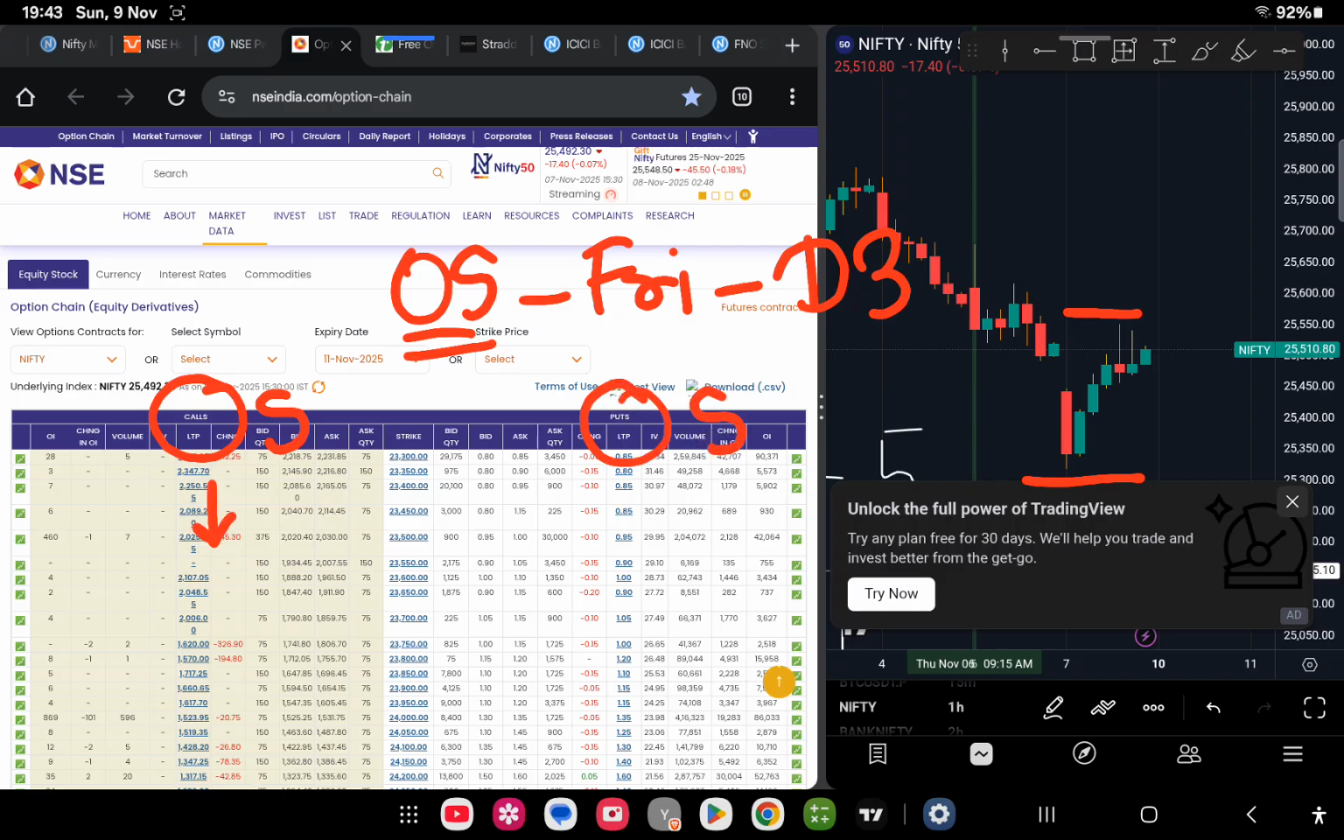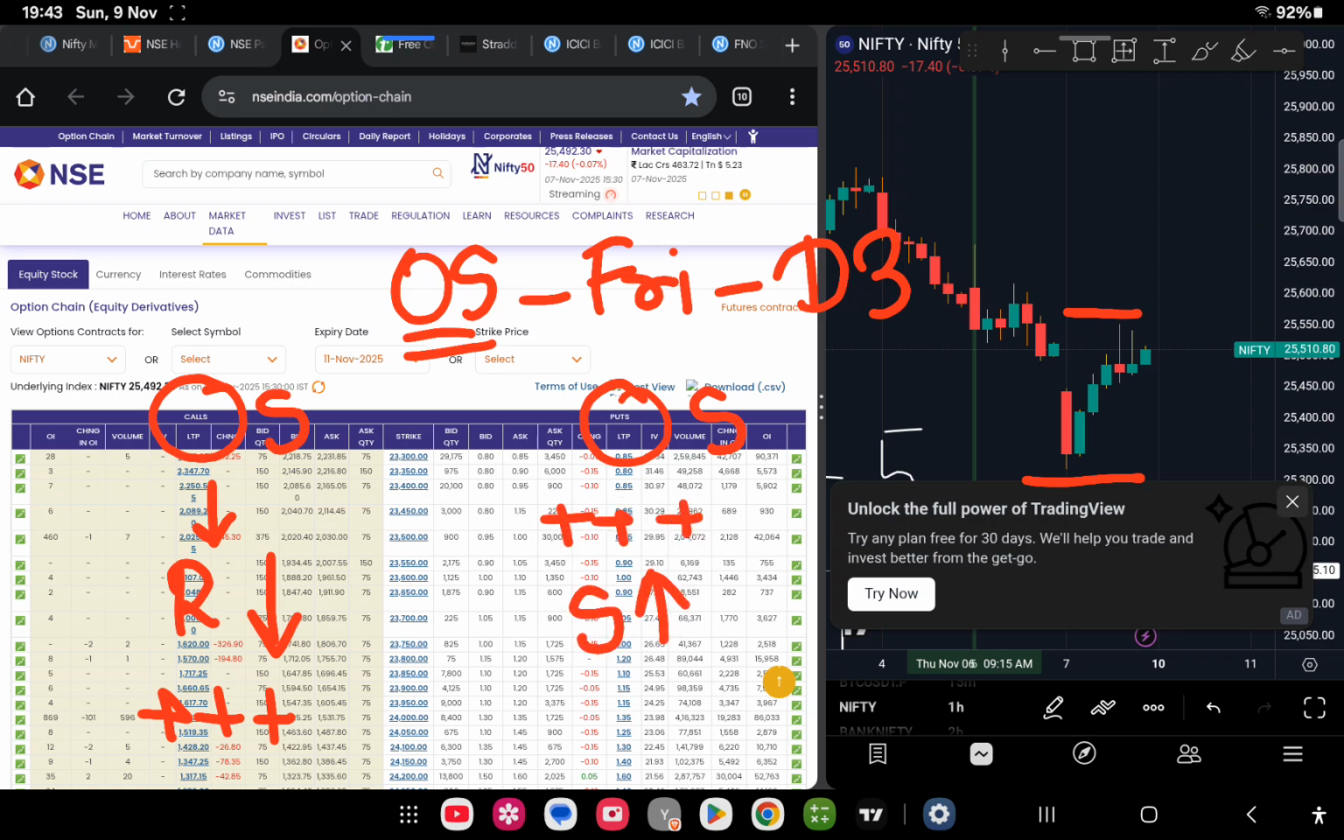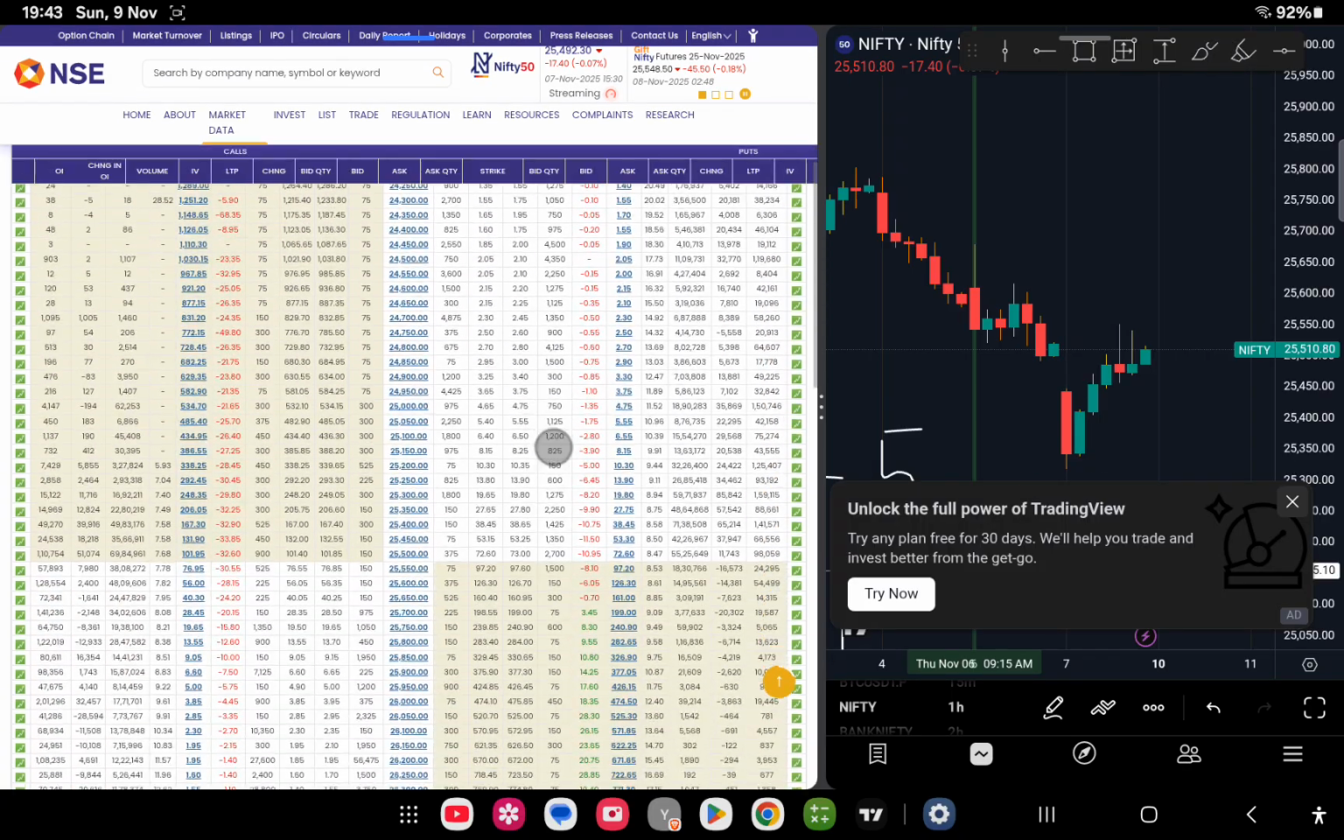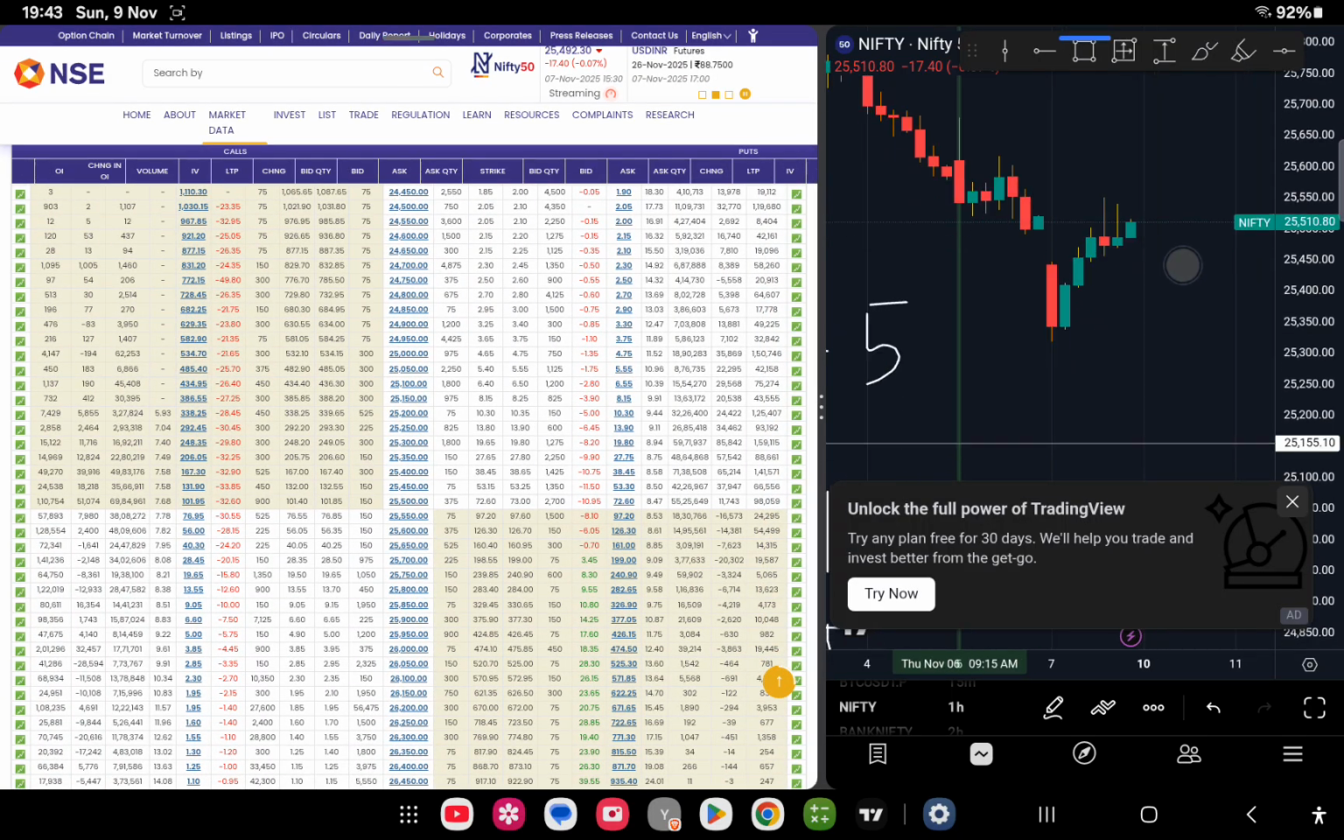So for the first option, call selling, it acts as a resistance. Price action will go down if OI is added here. If OI is added in the put sellings, it acts as support. From that strike, prices will go up. If both are equally added, then price action will remain inside a range. Okay, so this is the basic principle.